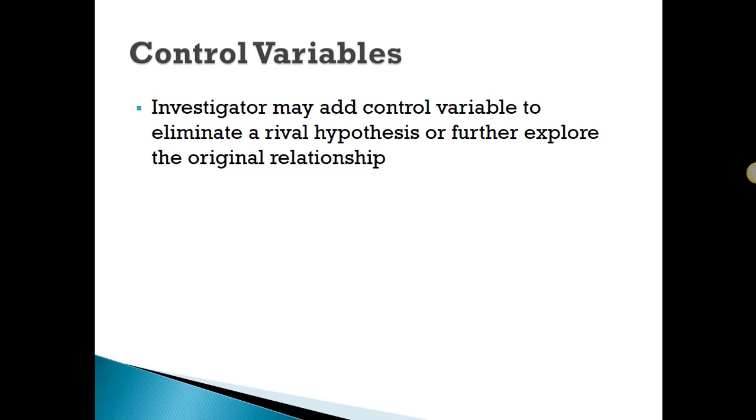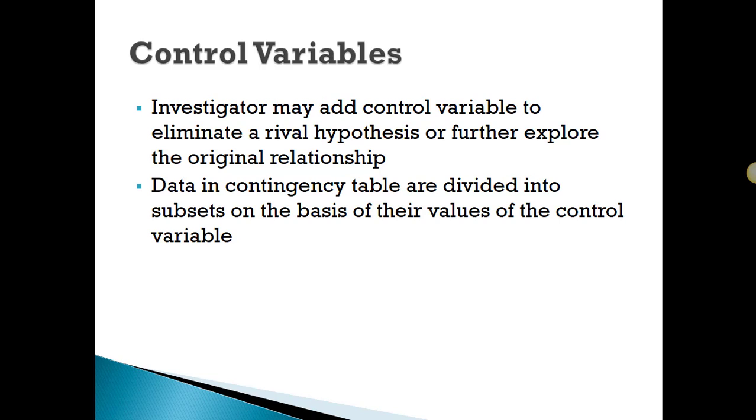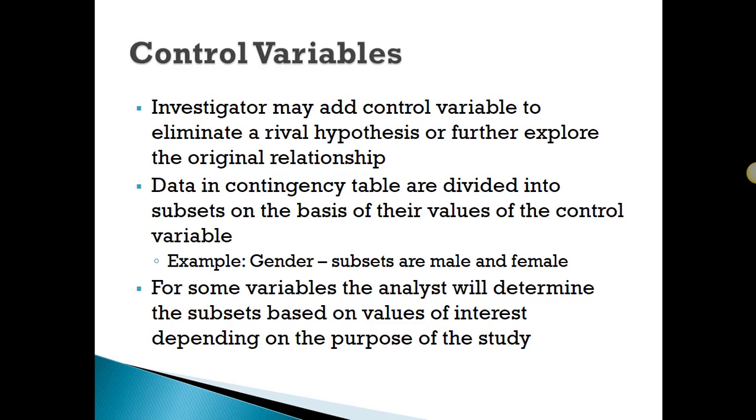We talked a little bit about these in the first part of Chapter 13, but a control variable can be added to help an investigator eliminate a rival hypothesis or to further explore the original relationship. The data in the contingency table are divided into subsets based on the values of the control variable. So for example, we might look at the gender, male and female. So we might see a relationship in all the data, and then we might want to further explore it and say, does the same relationship exist when we look within males and within females?